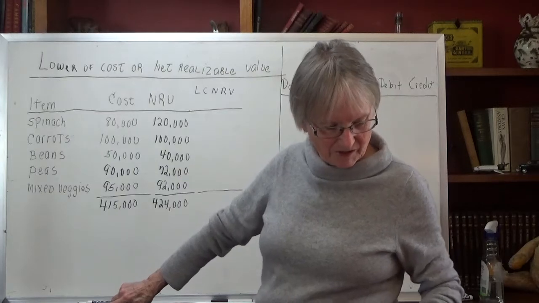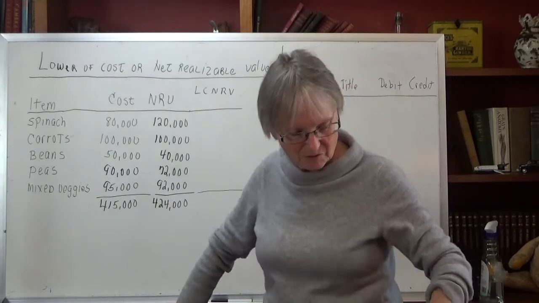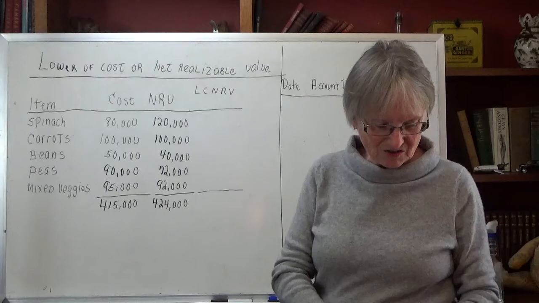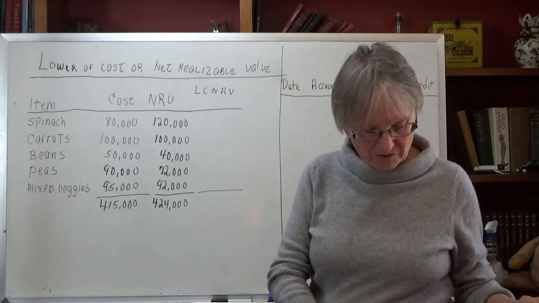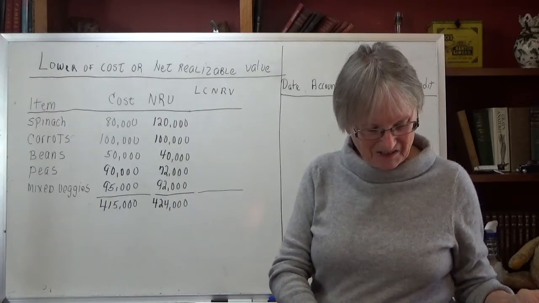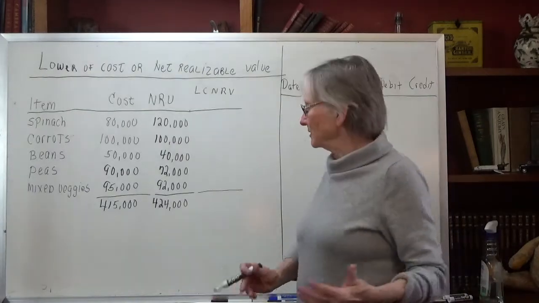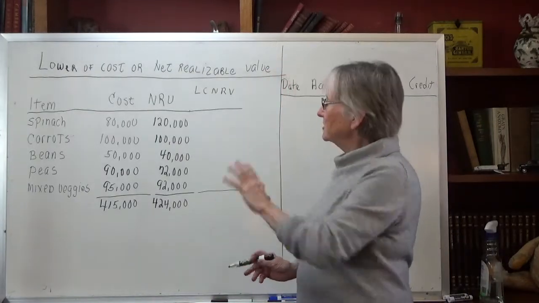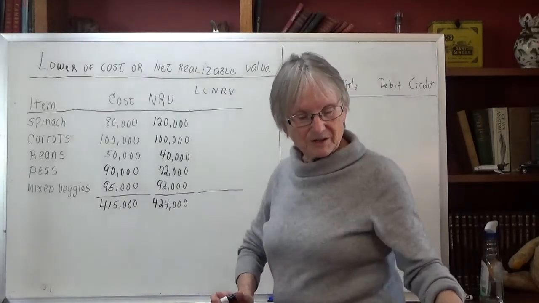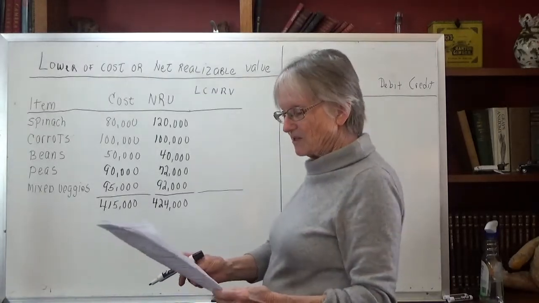The net realizable value is $424. So in that case, the net realizable value would be higher than our cost, so we wouldn't have to make a journal entry. Okay, but a lot of times you have to do it on an individual items basis.